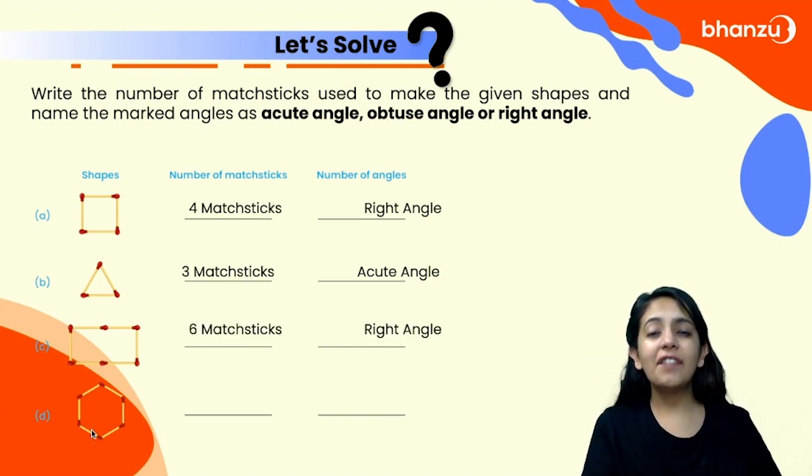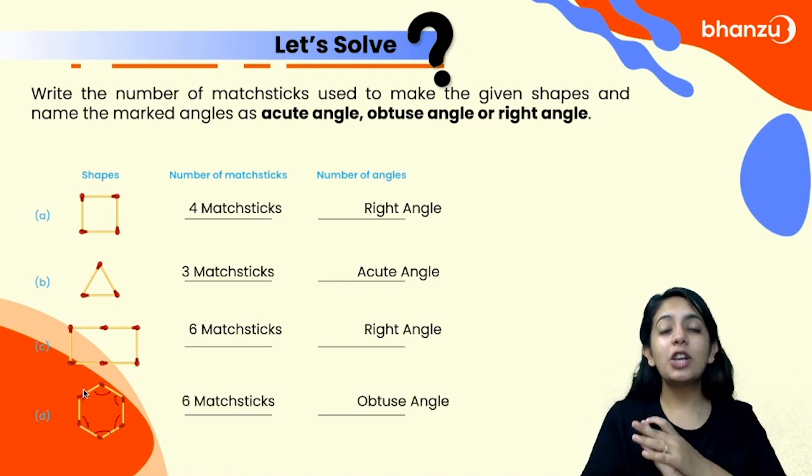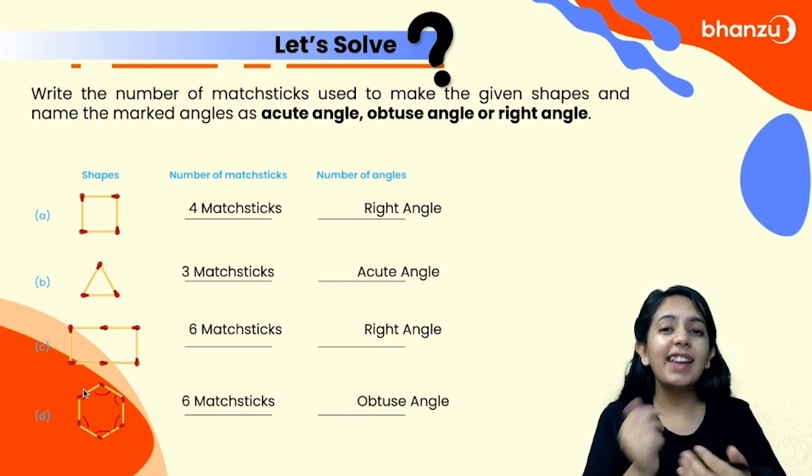Now moving on to the last question. So we have a hexagon over here. That is, 6 matchsticks are used in this shape. And what is the angle at each vertex? If you observe carefully, the angle at each vertex is an obtuse angle. That is, it is more than 90 degrees.